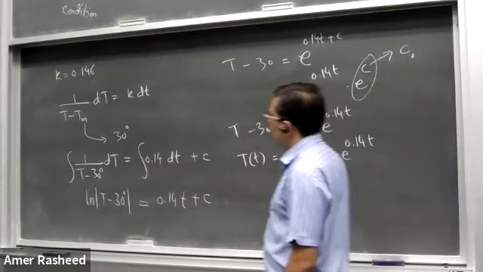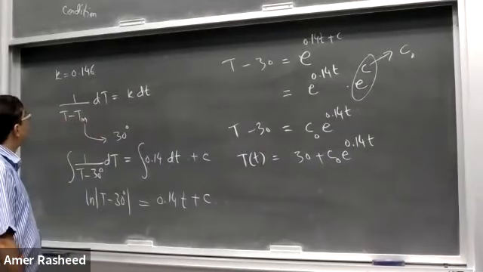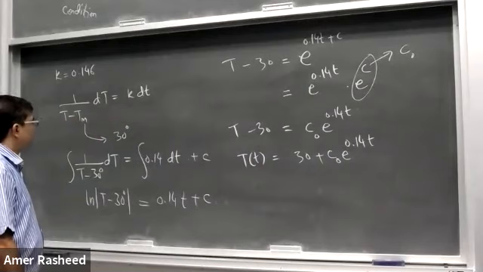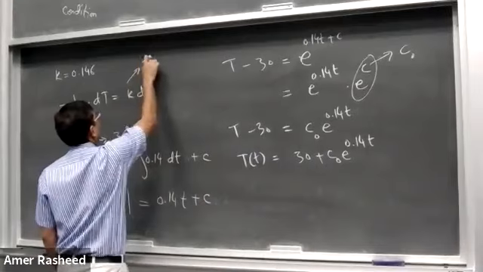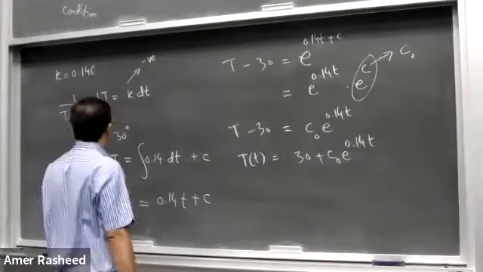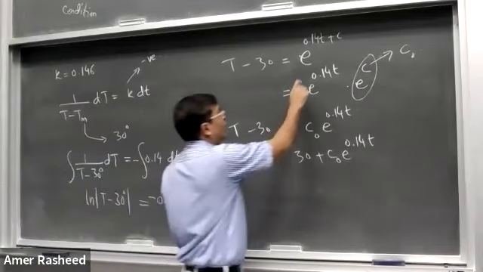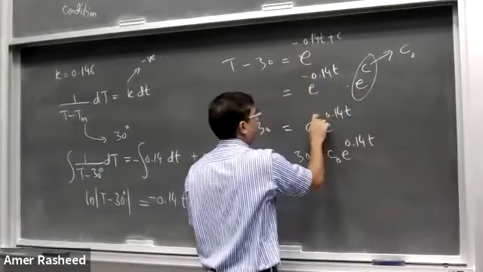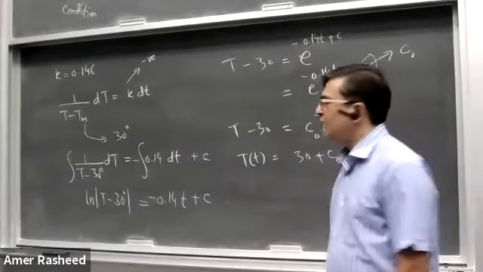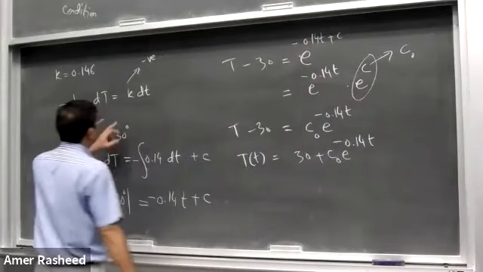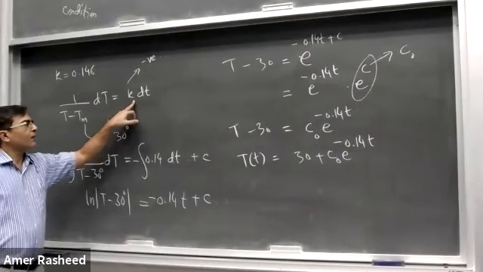But remember that k should be negative here. If it is negative, we have negative here, and then negative, because the temperature is decreasing. If the temperature is decreasing, we have to put a negative sign here, or the k should be negative.